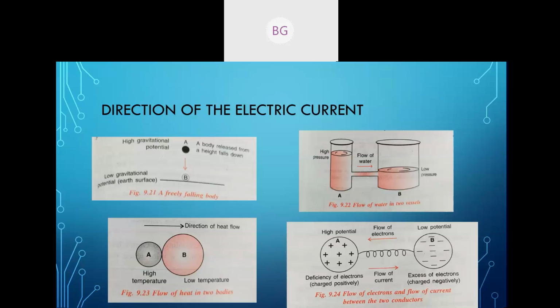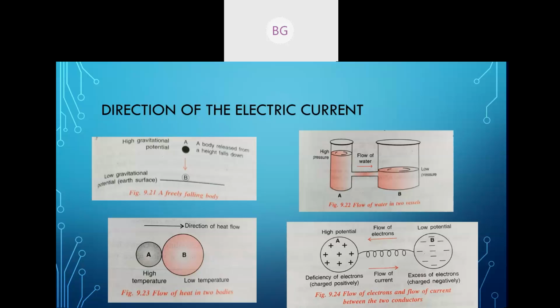That is, it will have high gravitational potential energy. That is why whenever we throw, say, any object from a height, it always moves downwards. It doesn't move in the upward direction. Why? Because energy always moves from high concentration to low concentration.